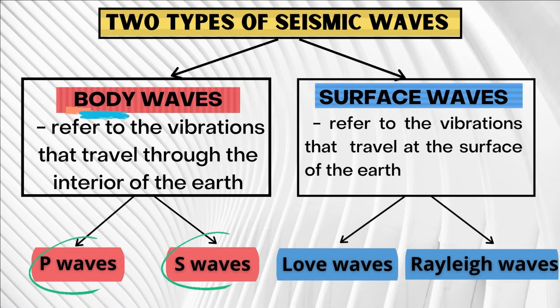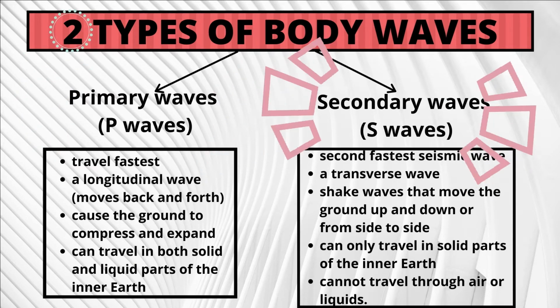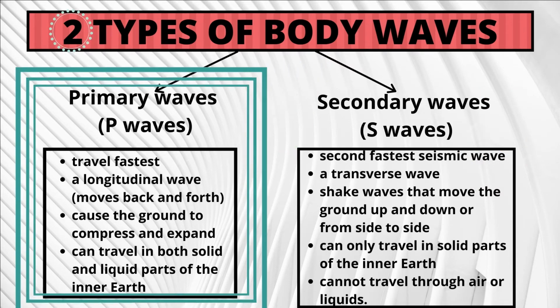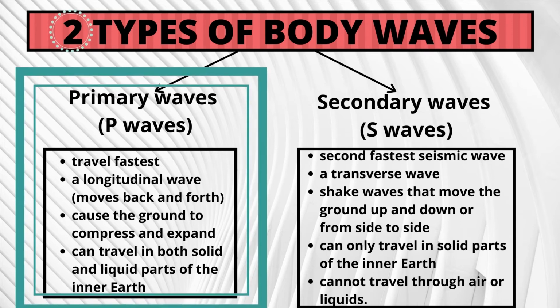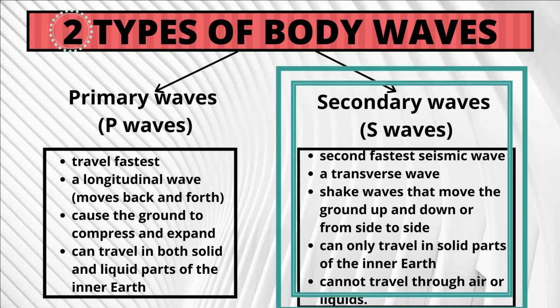Again, there are two types of body waves, primary waves or the P waves and the secondary waves or the S waves. Primary waves, they travel fastest. Longitudinal waves that move back and forth. It causes the ground to compress and expand. It can travel in both solid and liquid parts of the inner Earth.